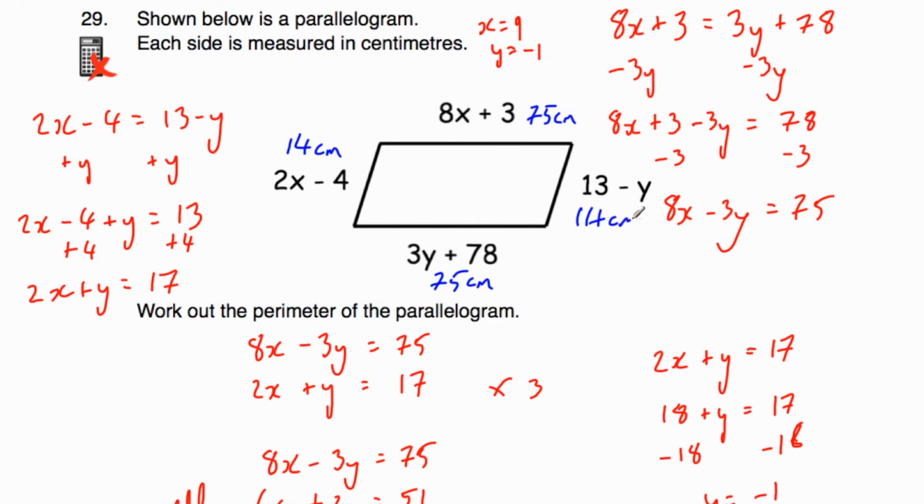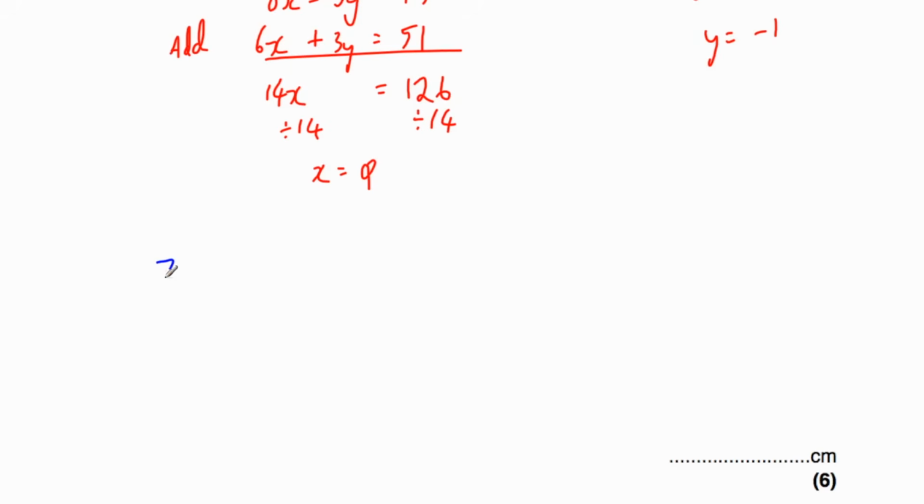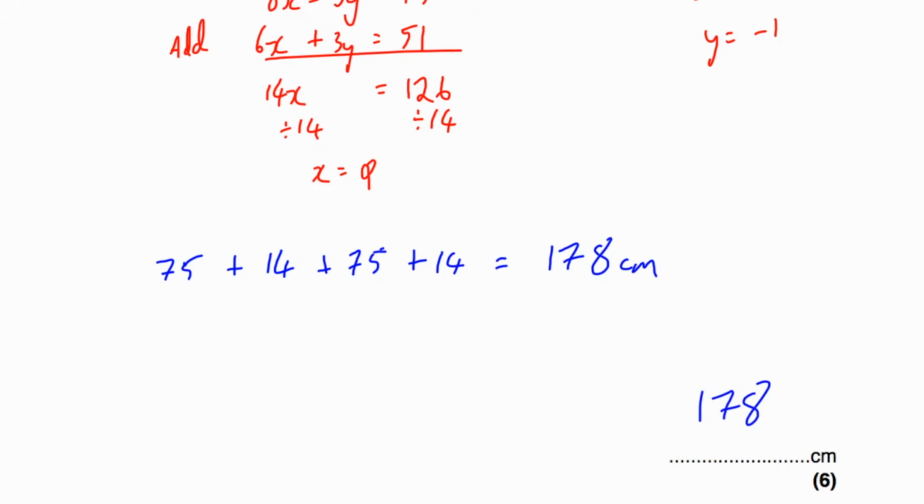So we have got the lengths of the top, the bottom, the left hand side and the right hand side, and we just need to add them up to find the perimeter of the parallelogram. So let's do that. We've got 75 plus 14 plus 75 plus 14. And 75 plus 75 is 150. 14 plus 14 is equal to 28. If we add those together, that'd be 178 centimetres, and that's the perimeter of the parallelogram, and that's it.